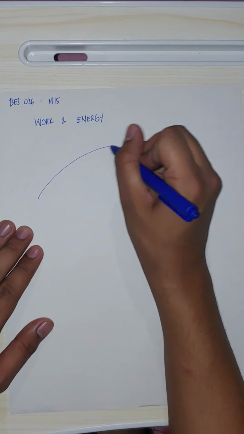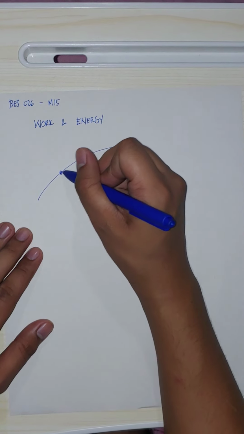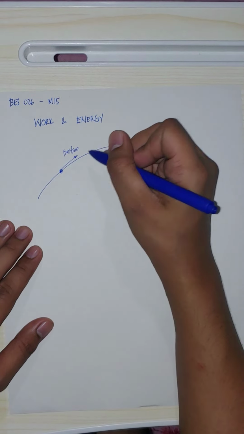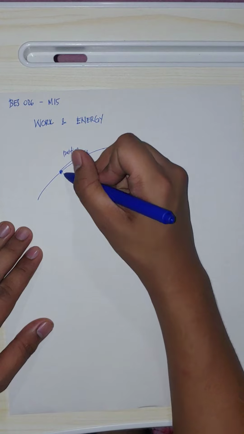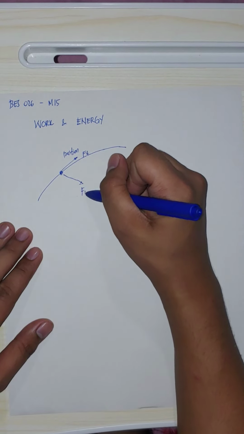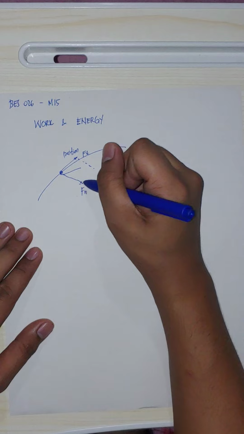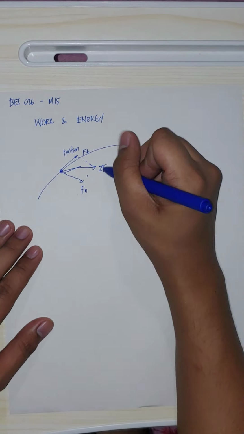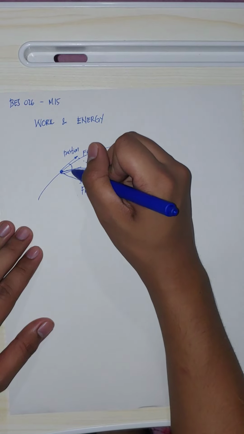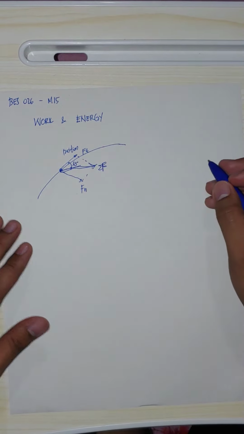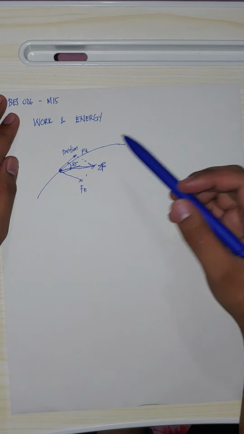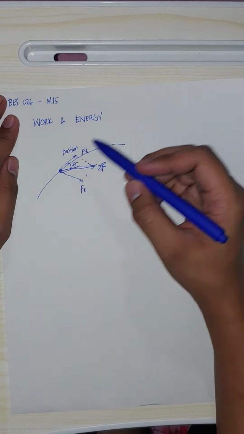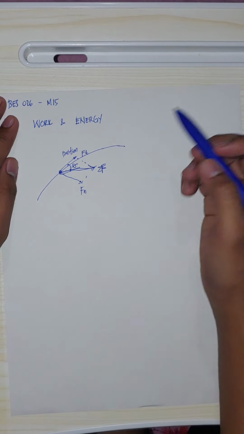So if we have a force on a particle moving along a curved path, this is the direction of the motion. We have a tangential force, and then we have the normal force, and then we have the summation of the force here. If we have an applied force here, we have an angle here, theta. The force we will use is the force towards the motion. So the force towards the motion is the tangential force.